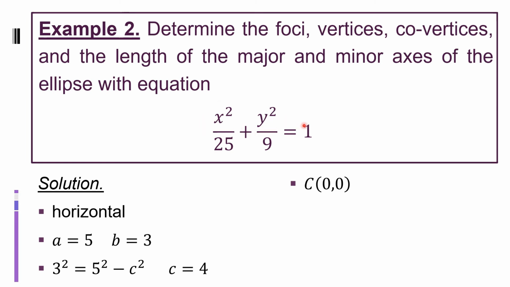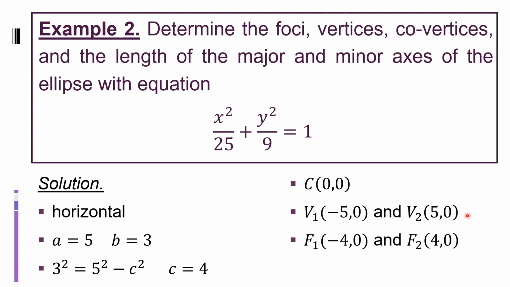So, since horizontal, to find the vertices, mag-plus or minus tayo ng a doon sa x kasi horizontal siya, di ba? So, 0 minus 5 is negative 5 and yung y natin magre-retain. 0 plus 5 is 5 and yung y natin magre-retain. Ganon din sa ating focus, mag-plus or minus tayo ng 4 doon sa x ng ating center. So, we have f sub 1 is negative 4, 0, and f sub 2 is at 4, 0.